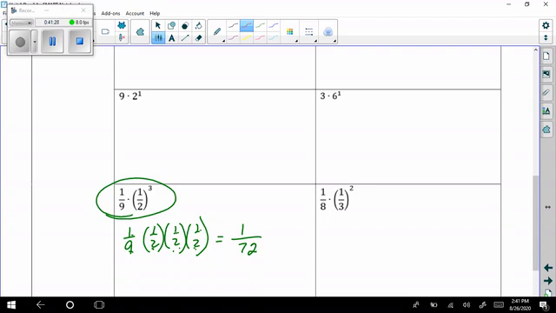Another way to do this, though, I will share with you. Another way is to cube the top and the bottom. So I could say it's 1/9 times 1 cubed over 2 cubed, which makes it 1/9 times 1 cubed is 1, because 1 times 1 times 1, and 2 times 2 times 2 is 8. And then I end up getting back to the same exact answer. Either way, show me your work.